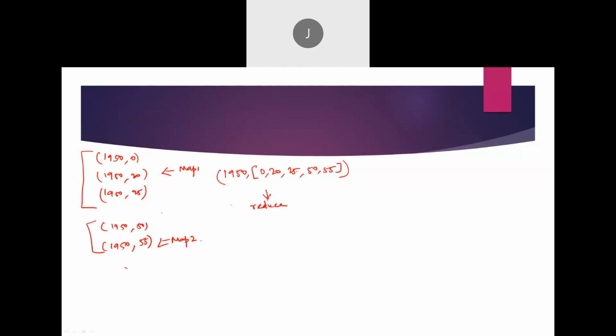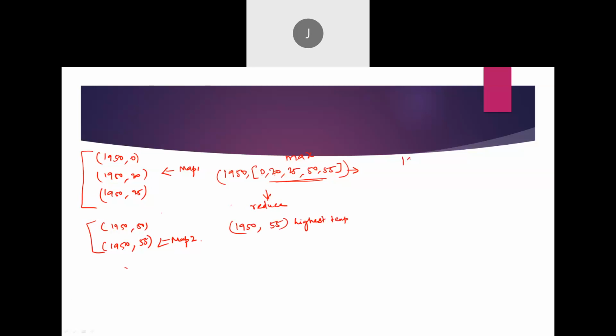Once it goes to the reduce, we apply a max on these values. It will compare 0 to 20. It is not higher, 20 is higher, then 20 to 25. Likewise it will compare and give us the result as 1950 comma 55 is the highest temperature registered. This is what a normal map task does. With the combiner, we will see how it is optimal.